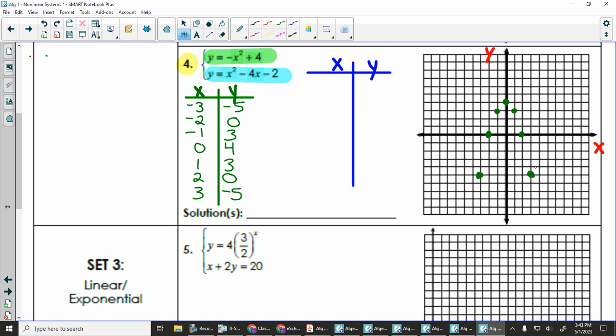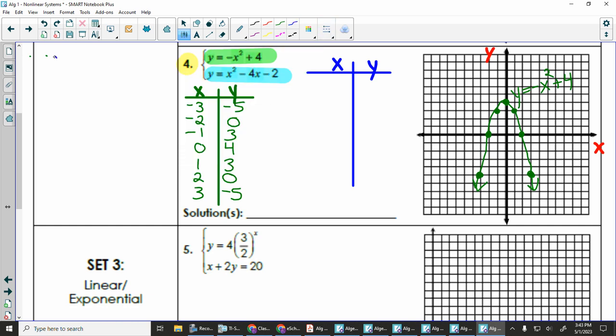All right, so there's my parabola. We got our nice U shape. Connect the dots as neatly as you can. Don't forget your arrows on the end to indicate there's more points. And label. So there's our first parabola. Now we're going to do that all over again for our blue parabola.